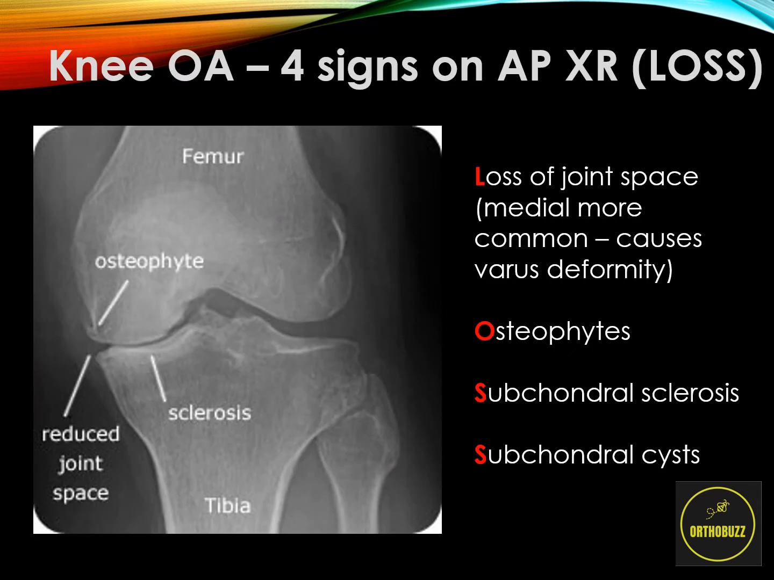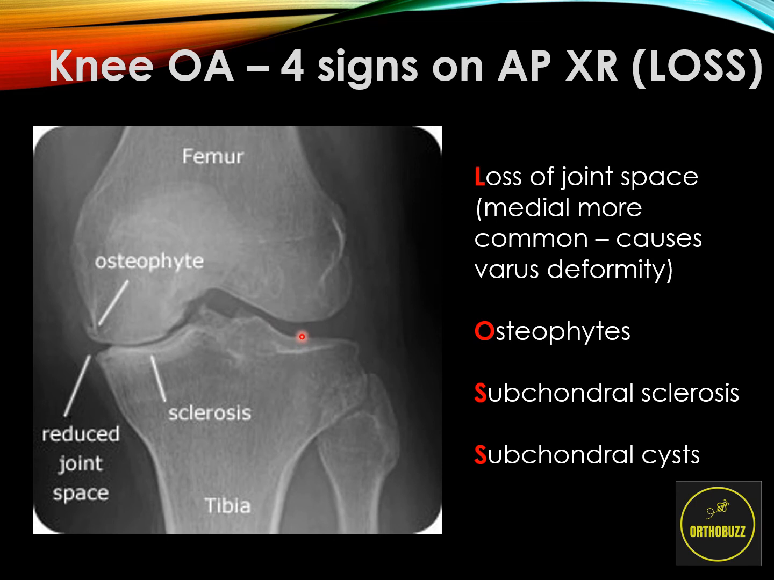So what do we look for when we look for arthritis on knee X-rays? Well, the key radiographic features of arthritis can be memorized with the mnemonic LOSS. L refers to the loss of the joint space, as pointed out in the previous film, and that can also be seen over here, especially when compared to the other compartment, the lateral compartment.